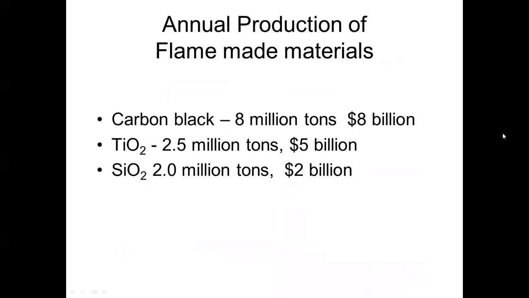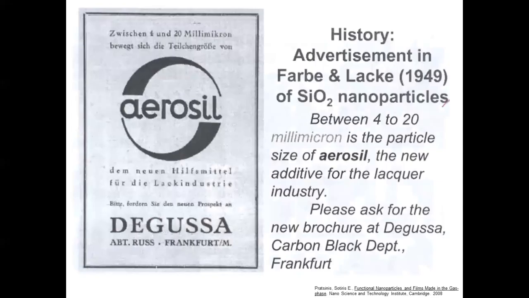So I should have a reference on here. This is actually an old slide, so it's dated. But we make carbon black, for car tires by the millions of tons, and titanium dioxide by the millions of tons, and silicon dioxide by the millions of tons. And again, I think the slide's dated, that should be even more than this. So there's billions and billions of dollars, certainly through the initial manufacturing of these materials through pyrolysis.